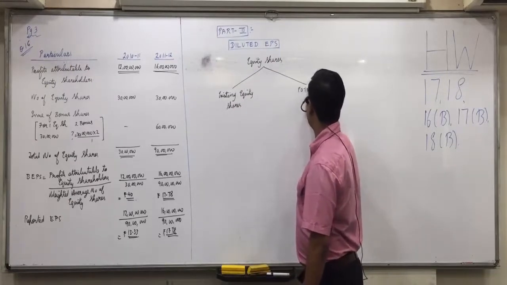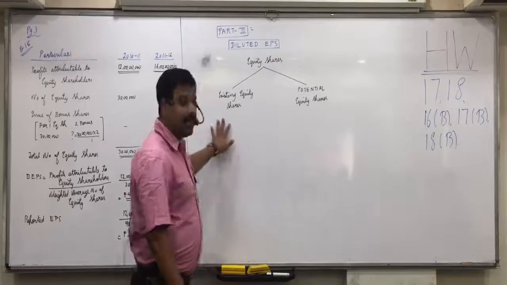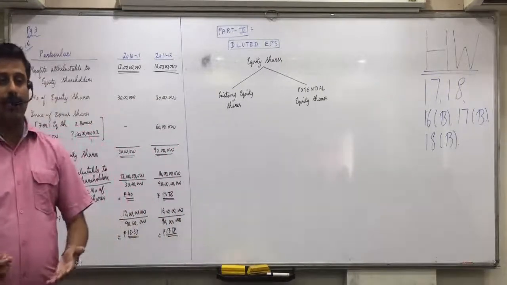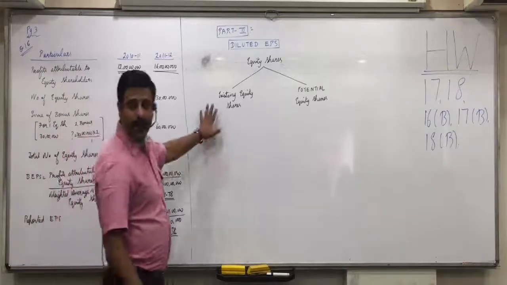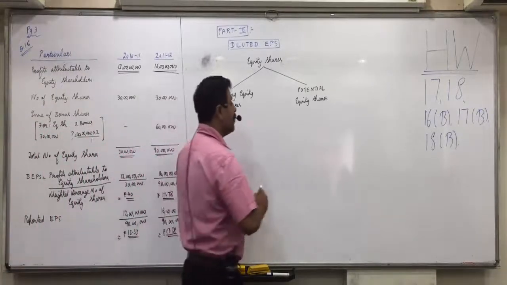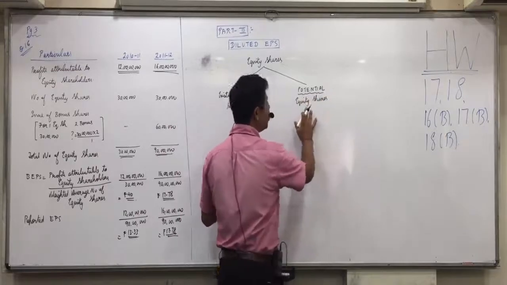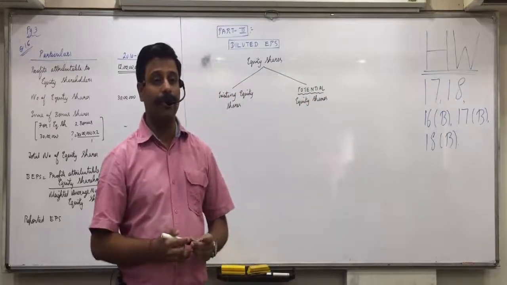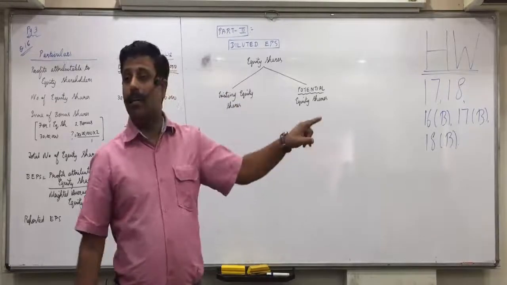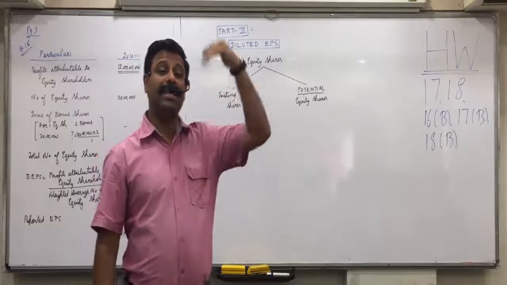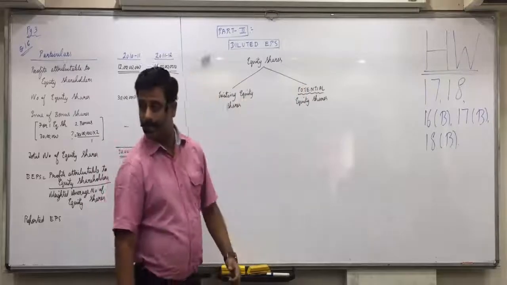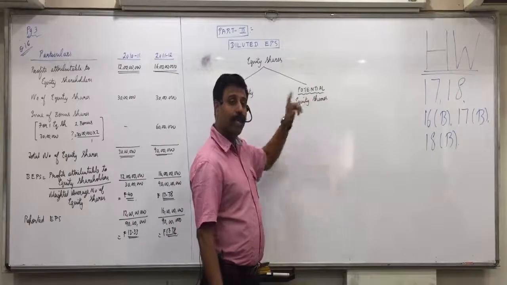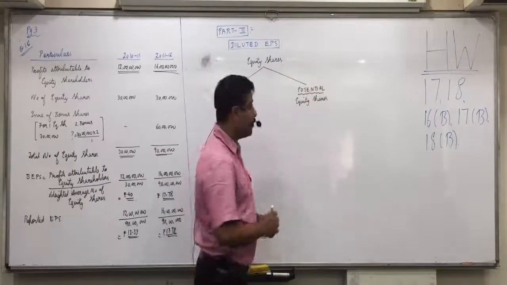potential equity shares. Now, existing equity shares are existing equity shares. Whatever equity shares are issued by the company right now, they are included in existing equity shares. But potential equity shares means those securities, they are not equity shares right now, they are securities right now. But they have potential of becoming equity shares in future. Okay, presently they are not equity shares, but they have potential of becoming equity shares in future.